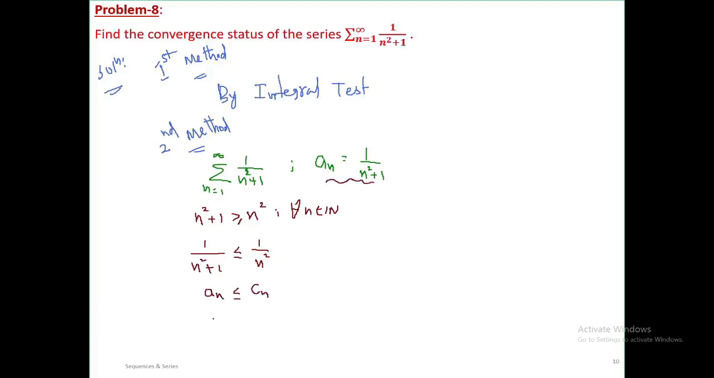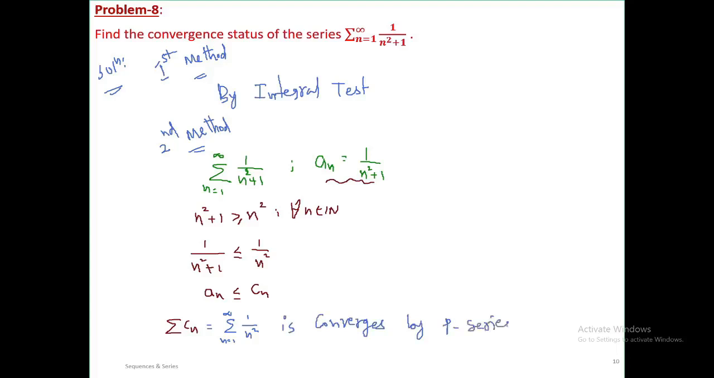So now what is series cn? Series cn is the series of 1 upon n square. Nothing is given, which means n is running from 1 to infinity. This converges, right? How does it converge? Can you guess? It converges by the P series test.